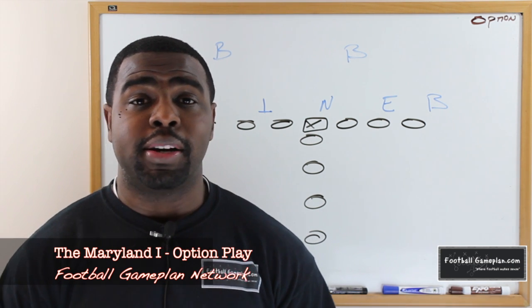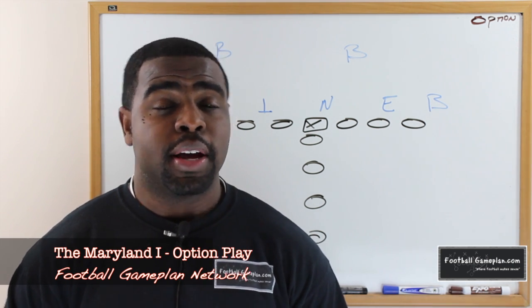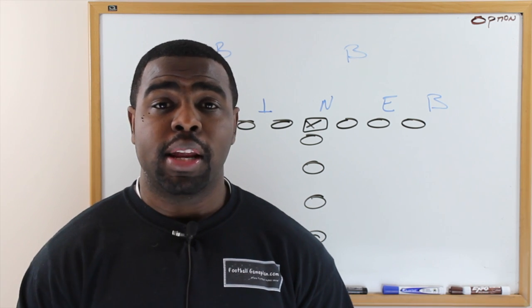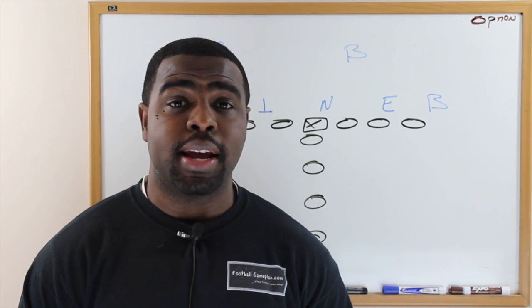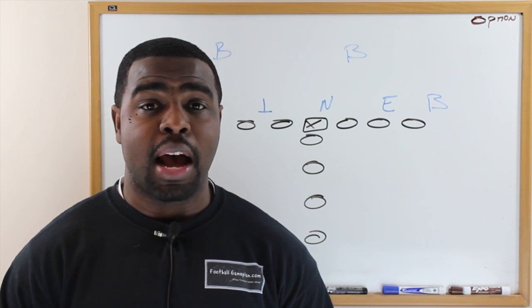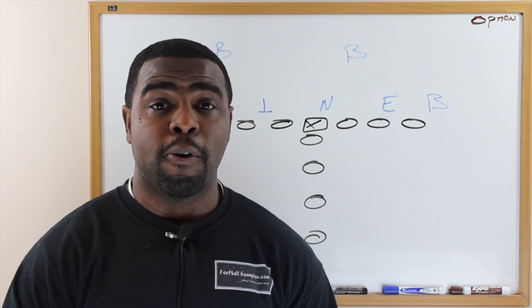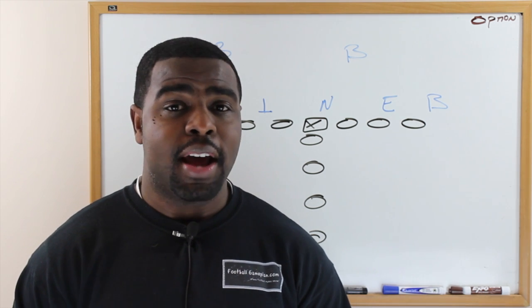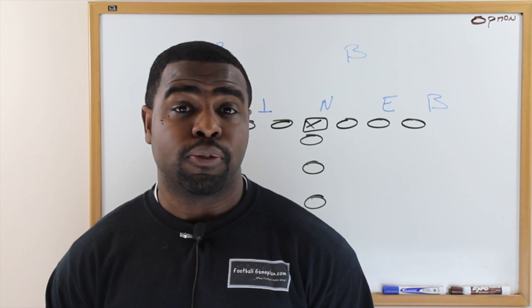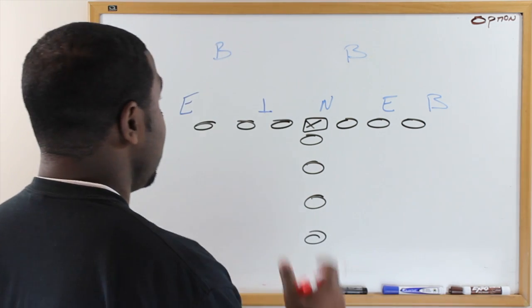And the reason why I love the Maryland I is because of 1, the formation, 2, the personnel, and how you can get creative with utilizing that personnel. You have 2 tight ends and 3 guys in the backfield. Could be a combination of a fullback, tailback, receiver, 3 tailbacks, 2 fullbacks, and a tailback. You can get creative in how you utilize your personnel in this formation. So let's draw up this option play versus an eagle front.